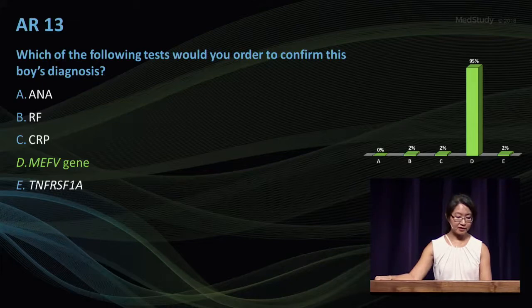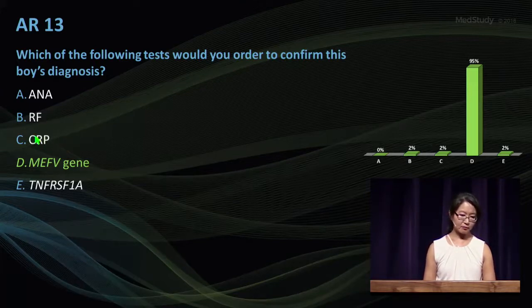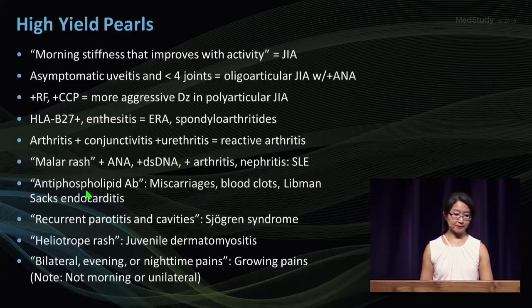D, MEFV gene. This patient has familial Mediterranean fever. The patient doesn't have lupus, so it's not an ANA, nor rheumatoid arthritis. CRP will be elevated. It's very nonspecific. TRAPS is when the fever lasts for 2 weeks.